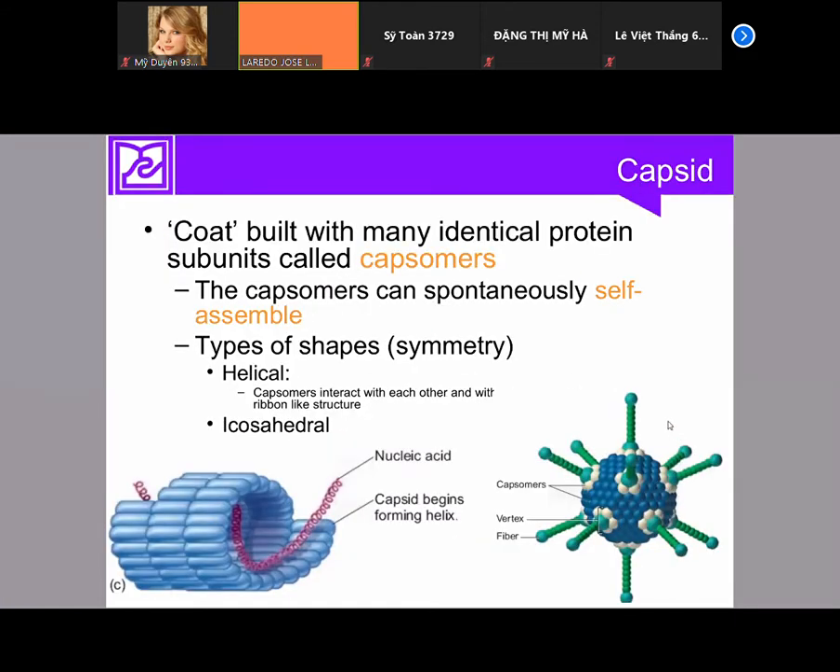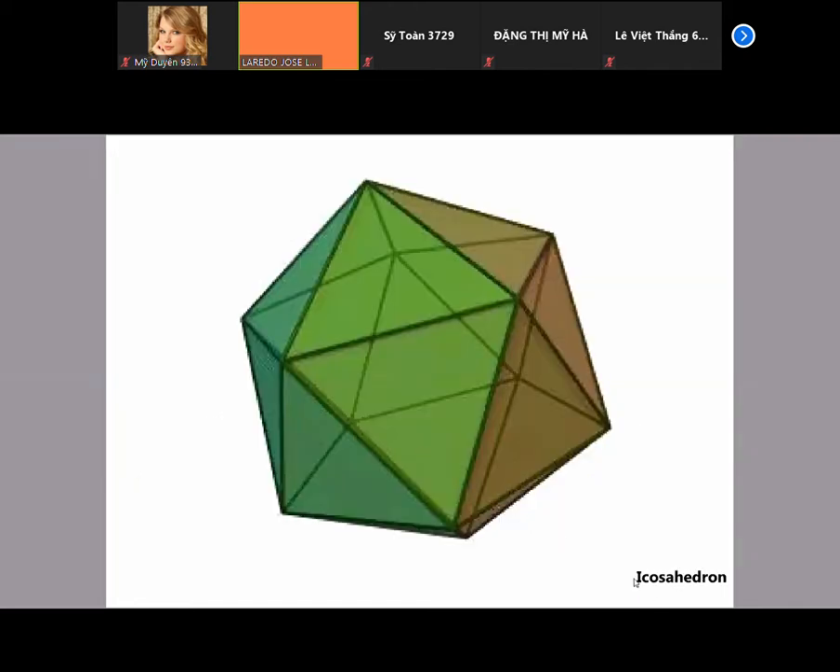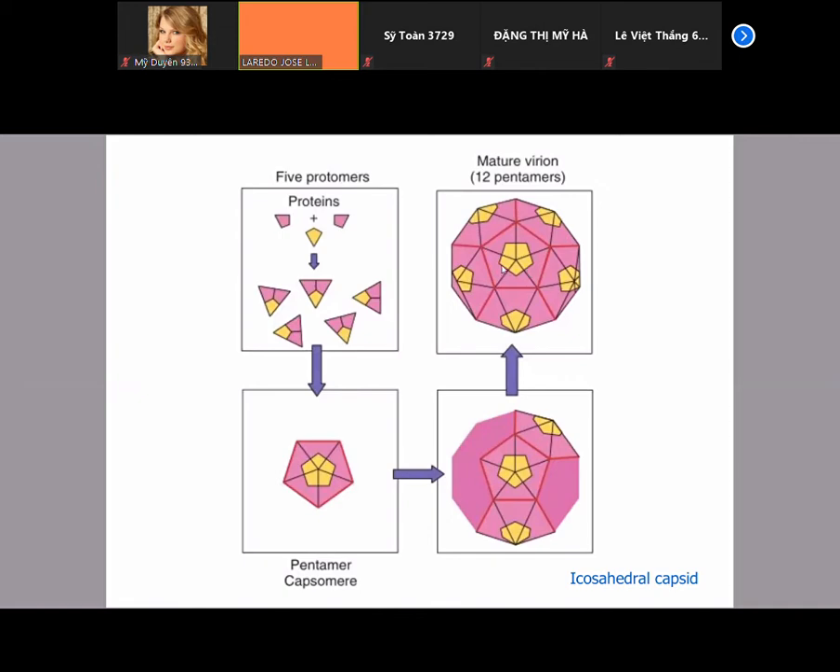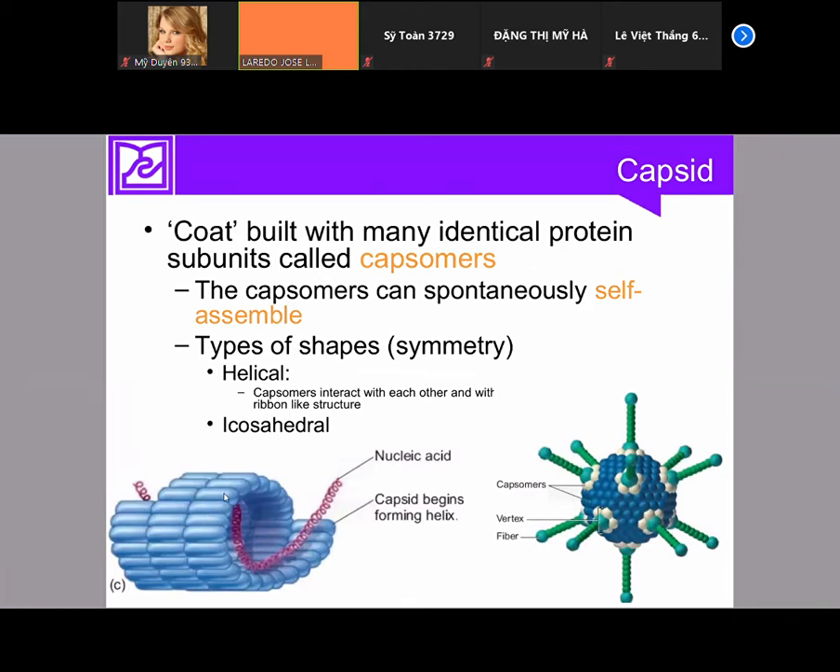This is an icosahedral capsid. The shape is different, the symmetry is different. Icosahedral. This is an icosahedron in mathematics, okay? It's like a football ball. This is an icosahedral capsid with this shape, okay? So helical capsids and icosahedral capsids are the most common capsids found in viruses.